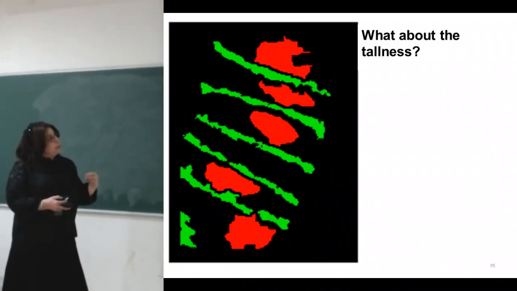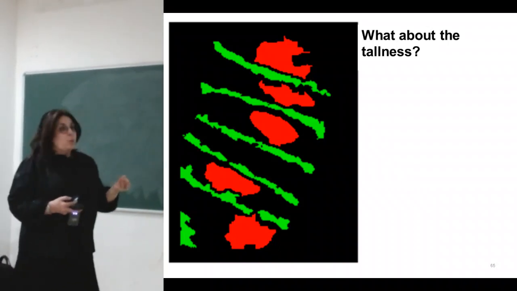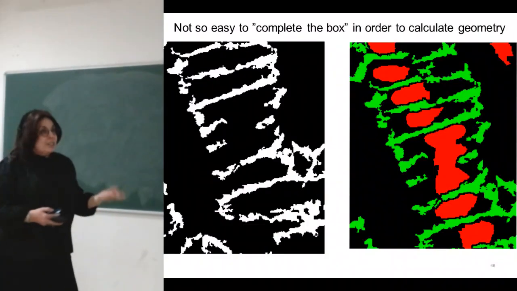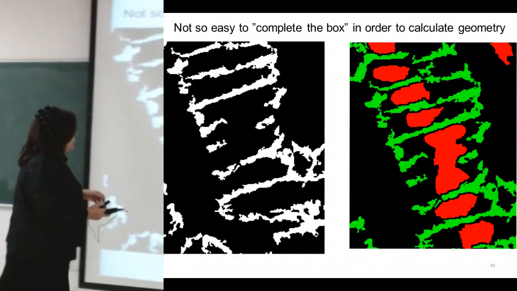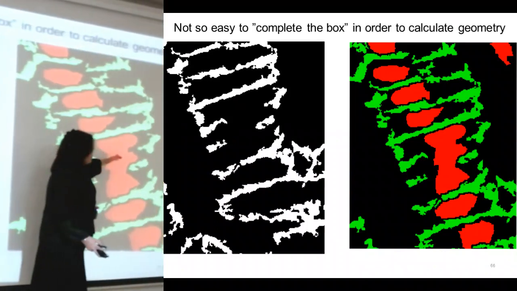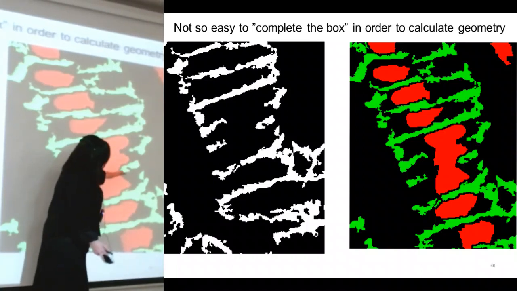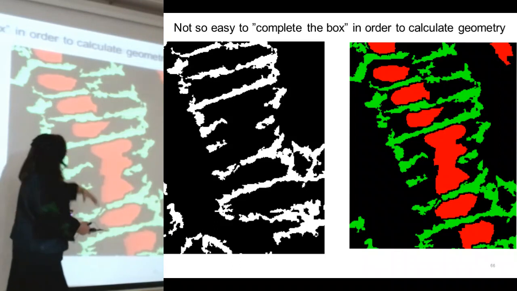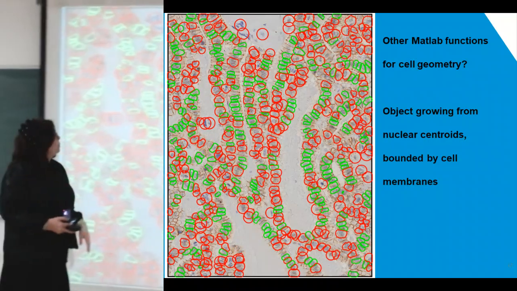So we can increase the sensitivity of cell detection, but what about detecting the tallness? Well, it's not so simple to complete the box in order to calculate the geometry. And here you can see some of the reasons why. In the immunohistochemistry, you have incomplete cell membranes, and then of course all the nuclei get merged together as one big blobby nucleus. So this is going to impact what you're doing.